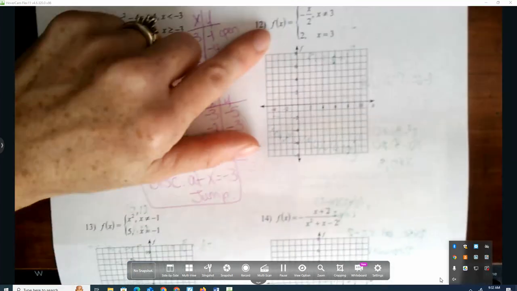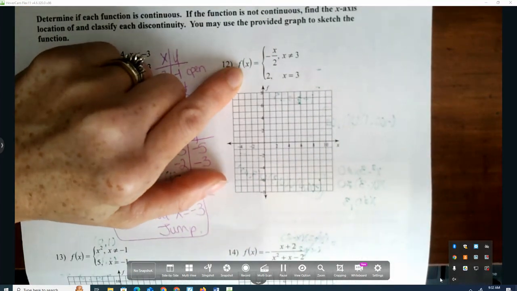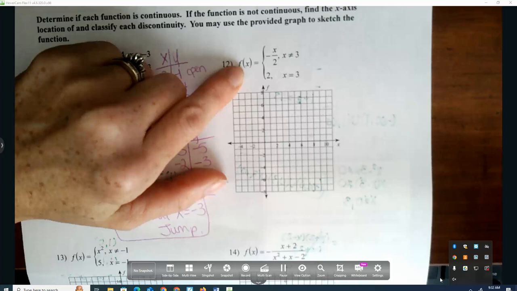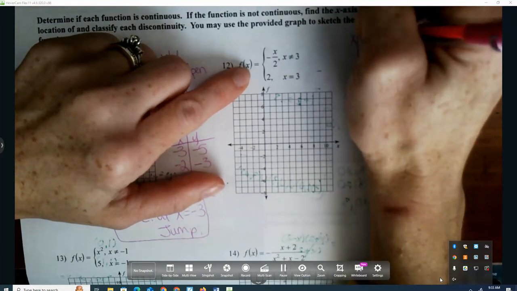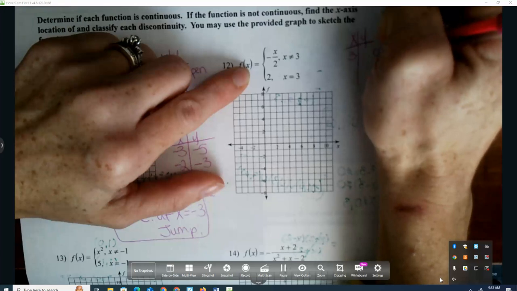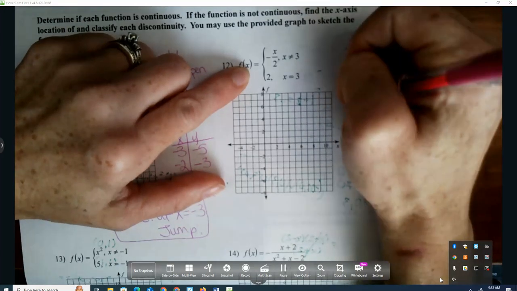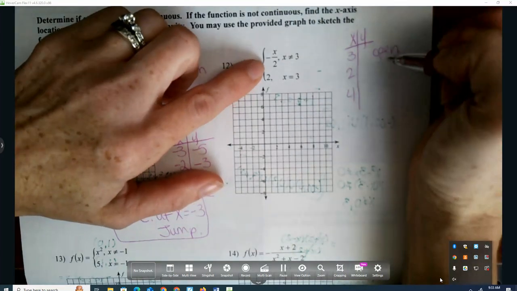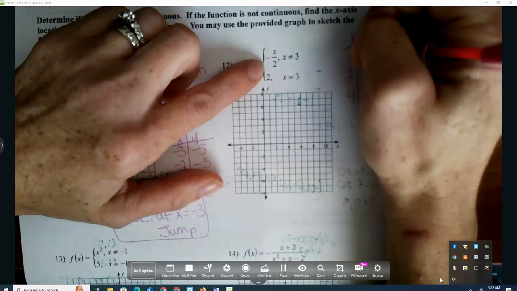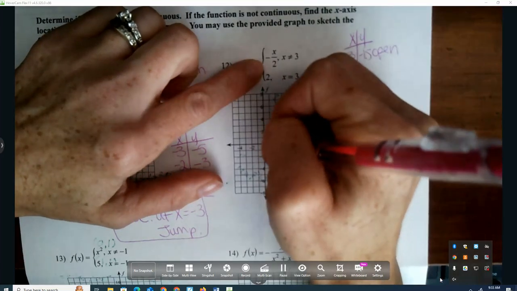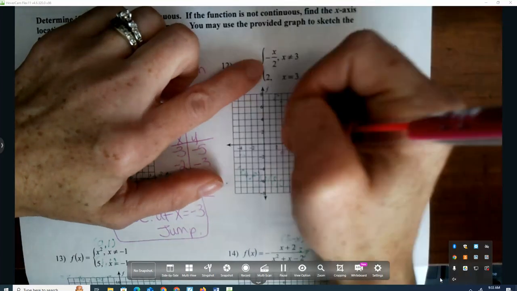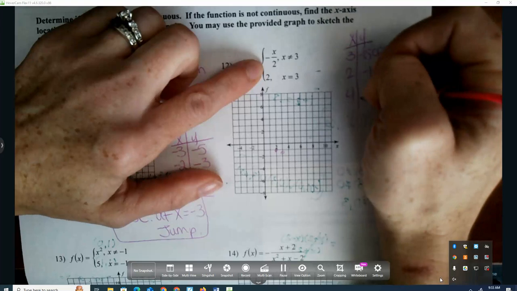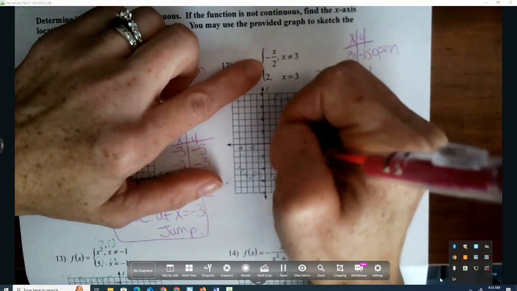Number 12, what kind of discontinuity might this one be? Removable, because we have an equal and a not equal. In terms of graphing, you still put the 3 in the first piece, but it would be open. And then you can put in anything else, so things bigger or smaller. So if you put in a 3, you get -1.5. If we put in a 2, we get -1. If I put in a 4, we get -2.